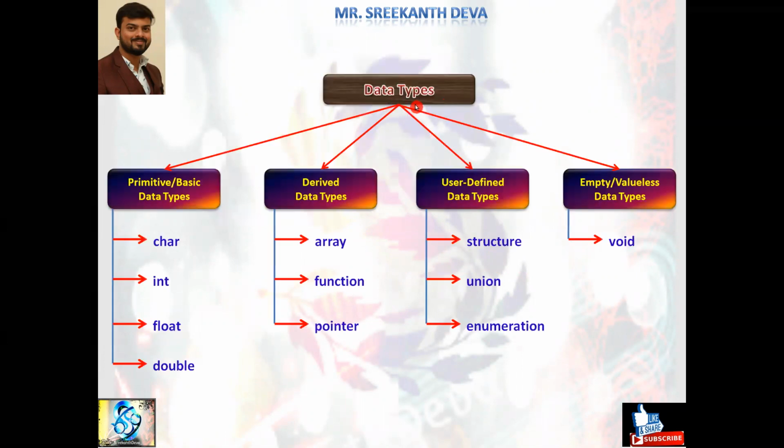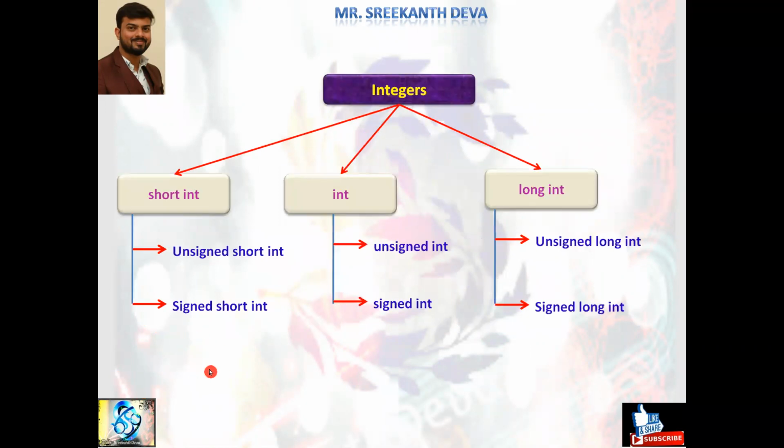In the previous video session, we had discussed in detail about data types like primitive or basic data types, derived data types, user-defined data types, empty or valueless data types like void. I explained in detail about integer data types. In this session, we try to discuss in detail about floating point data types like float type, double type, long double type.